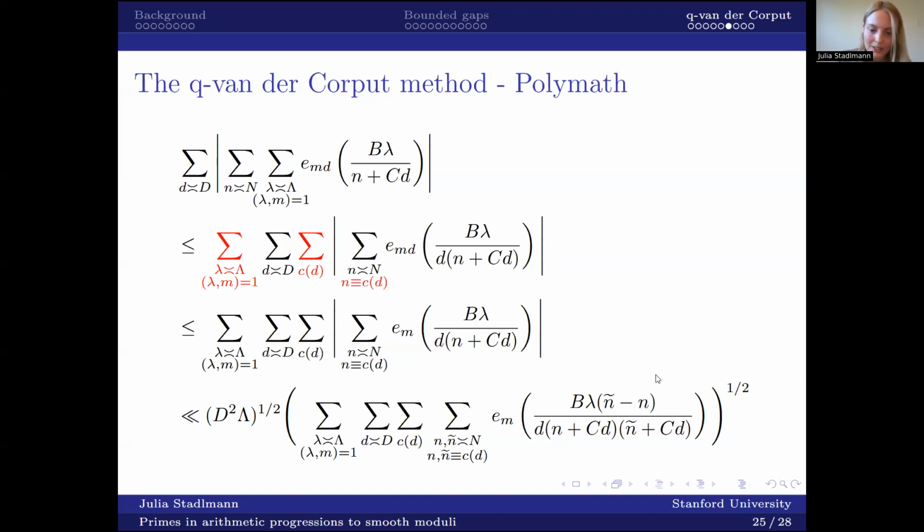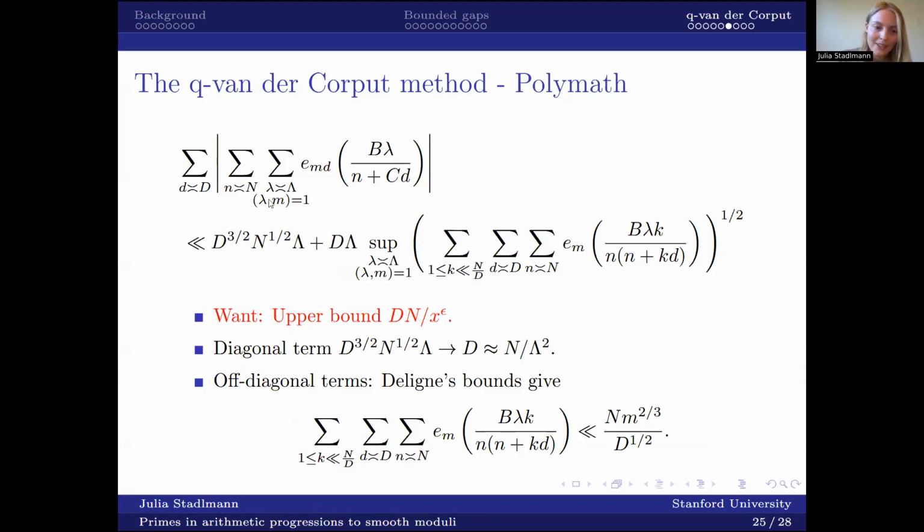After applying the Cauchy-Schwarz inequality, we have this expression here. On the outside, we have d squared times lambda to the 1/2. On the inside, we have a sum of e_m of b lambda times n tilde minus n over some denominator. Again, we are in trouble if n tilde is equal to n, because then we get a 0 here and lots of 1s, and that's our diagonal term. From the case n tilde equals n, we get a diagonal term of d to the 3/2 times n to the 1/2 times lambda. And then we still need to bound the off-diagonal terms.